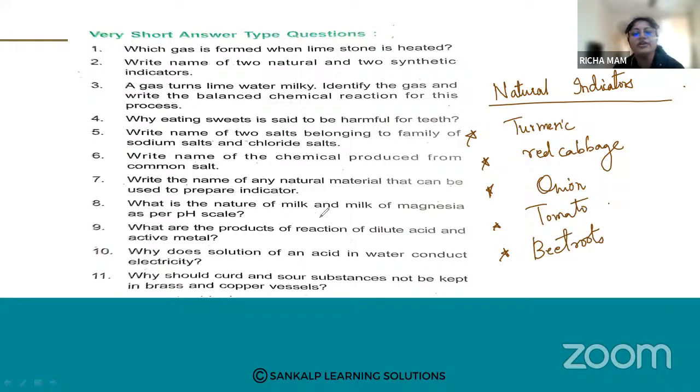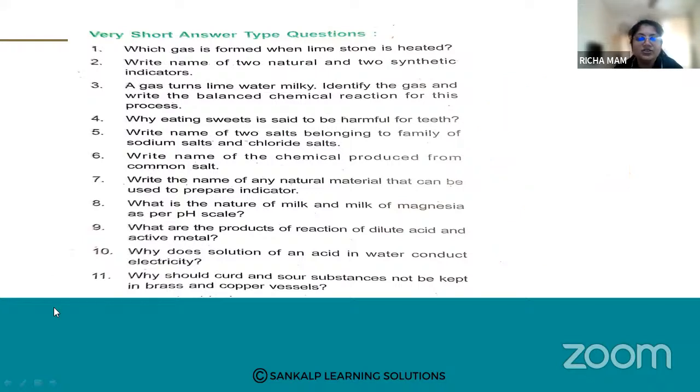So write the name of any natural material from which you can prepare a natural indicator. I've given you many options. You can write any one material from which you can obtain the natural indicator. Okay, let us go for the next one. Eighth question. We have completed 7 questions.